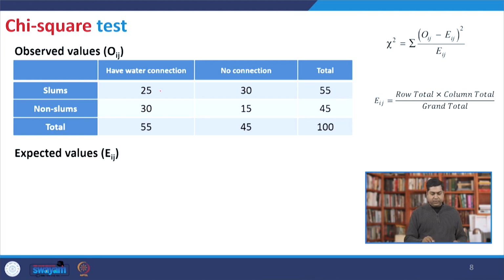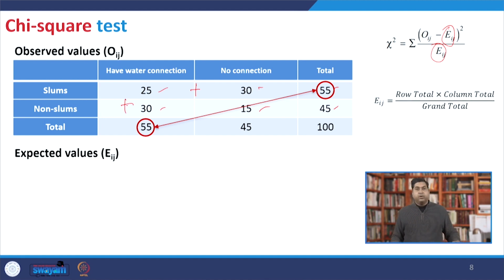Now these are the observed values, the same table we started with. Now we will go step by step. In this equation, in the numerator and also in the denominator, we have Eij. So how to calculate the Eij? It is nothing but the row total multiplied by the column total, divided by the grand total, for an individual cell. So let us understand. This is the row total, 55, and this is the column total, this plus this, which is 55.